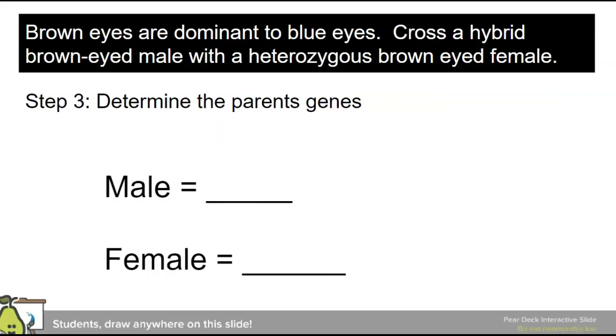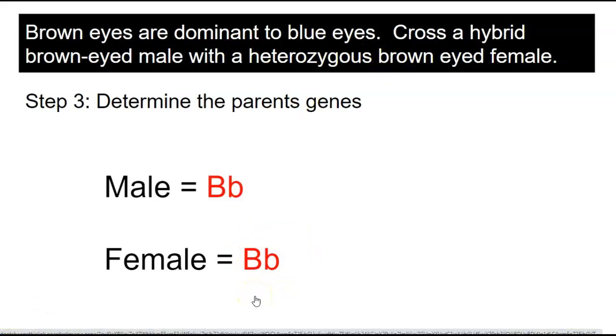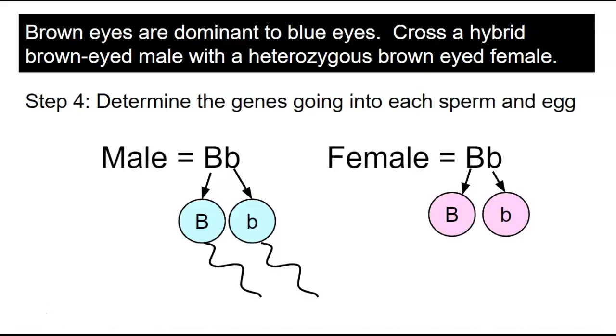Step 3, determine the parents' genes. So it says hybrid brown-eyed male. Well, what does hybrid mean? Remember, that means two different letters. So the dad is going to have two different letters: a big B and a little b. And the mom is heterozygous. That also means two different letters, so mom's going to be big B, little b as well. Easy.